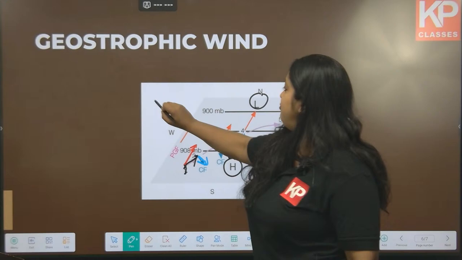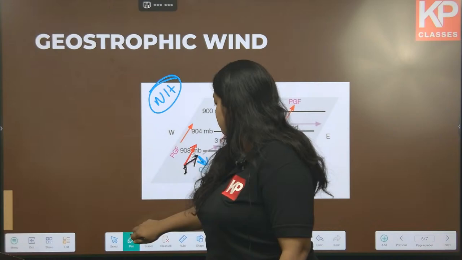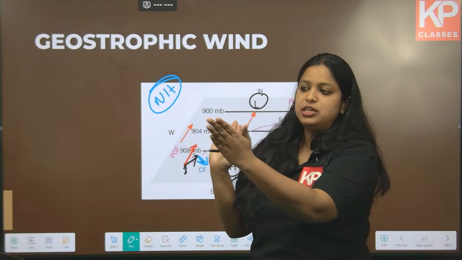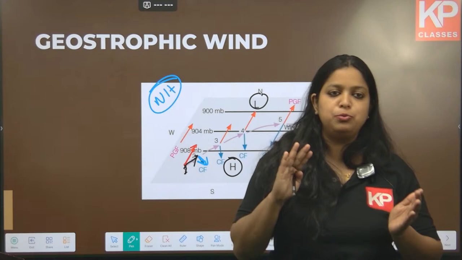So this is the picture for the northern hemisphere. This is the Coriolis force acting towards its right-hand side. Pressure gradient is pulling it to one side, Coriolis force is pulling it to the other side. So there is an imbalance between the pressure gradient and the Coriolis force. The molecules will try to maintain the balance between pressure gradient and Coriolis force.